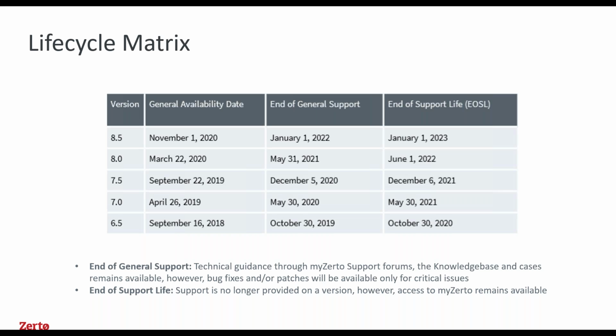On the other side of the life cycle matrix, keep in mind that if you're on version 6.5, that has recently entered the end of support life phase. So we need you to at least upgrade to 7.0 to get back into general support. And what do I mean by end of general support and end of support life? Well, end of general support means that you're still able to get technical guidance through our support forums on MyZerto. You'll still have access to the knowledge base, and cases still remain available.